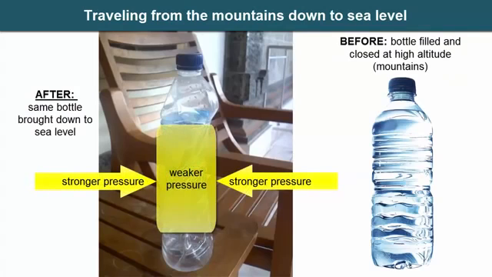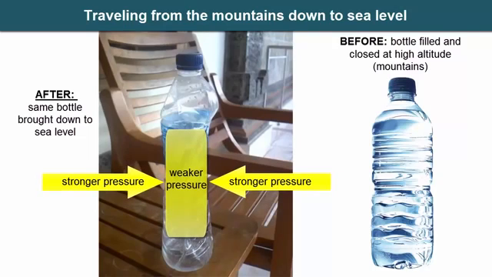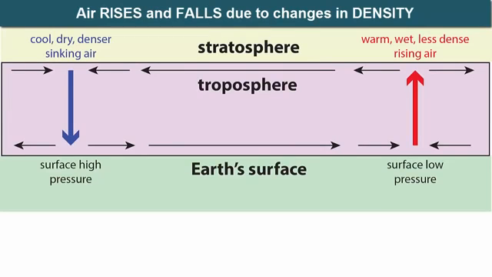Similarly, if we fill a water bottle in the mountains and then bring it back to sea level where the air pressure is higher, the bottles will compress because the inside air pressure isn't great enough to withstand the outside air pressure. Air rises and falls on our planet as it changes its density, a concept we've talked about many times in past videos.